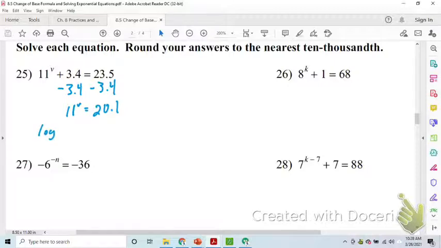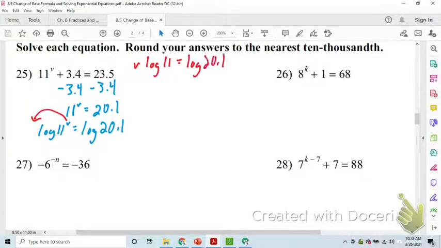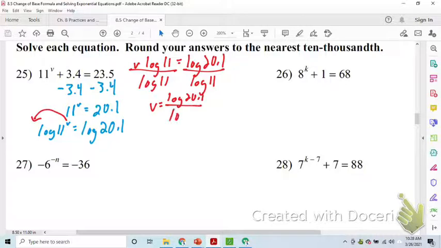So it'll be log of 11 to the v is equal to log of 20.1. So the v comes out front. So I'd have v log of 11 is equal to log of 20.1. I'm going to divide both sides by log 11. So what you're going to plug into your calculator is log 20.1 over log 11, and you're going to get approximately 1.2514. And that should be your approximate answer for number 25.